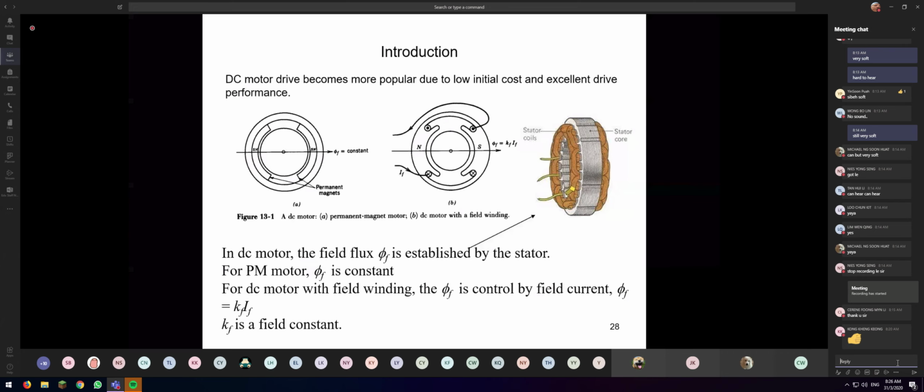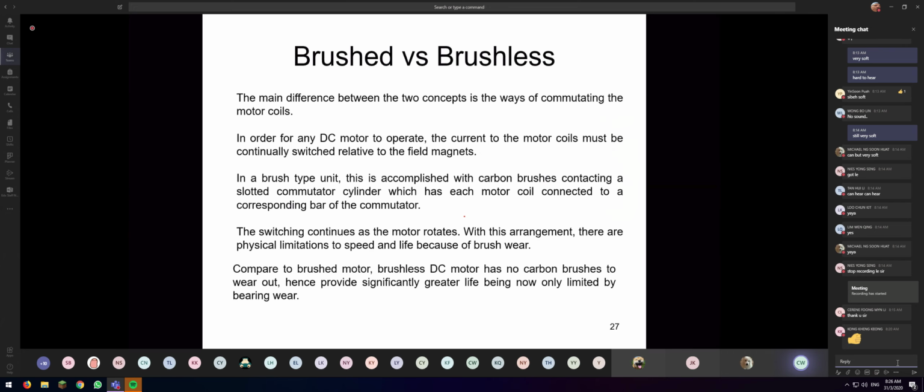For this one, I wish to explain the operation of the DC.